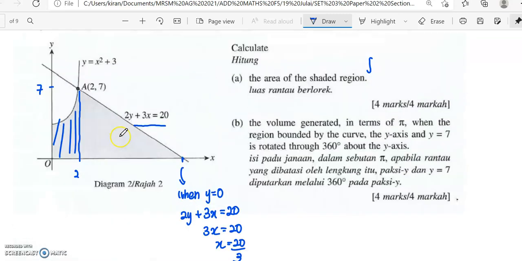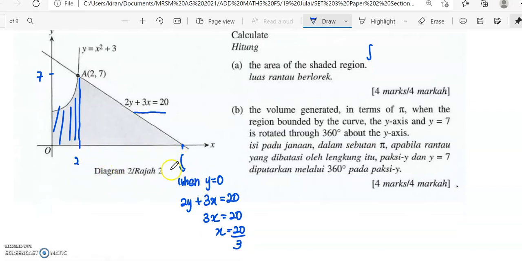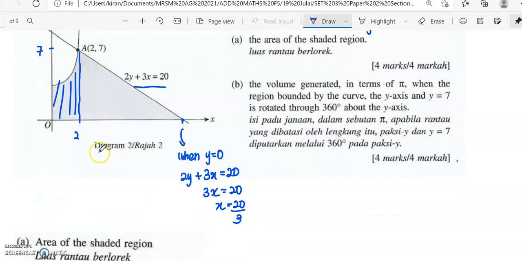And then we calculate the area of triangle, okay, with the height of 7. And the base here is 20 over 3 minus 2. How did you get 20 over 3 here? Okay, you can take the straight line equation, 2y plus 3x equal to 20, and then you substitute with y equal to 0.